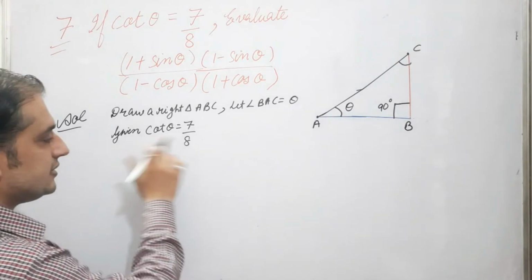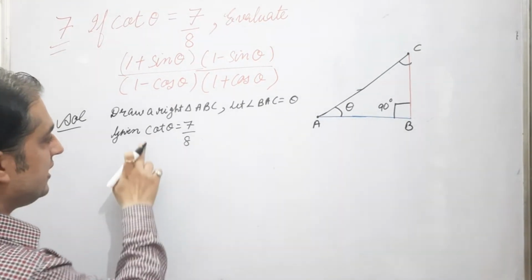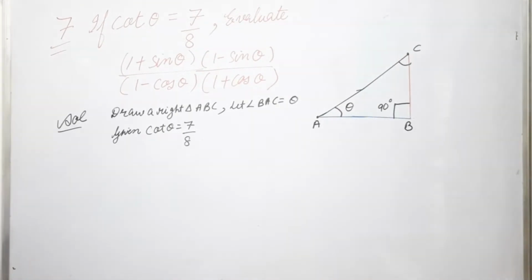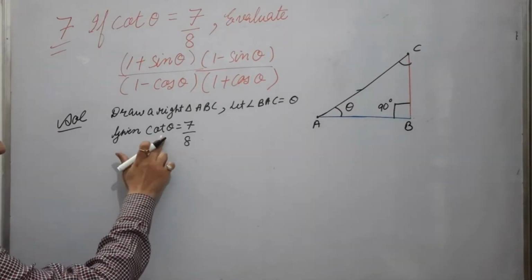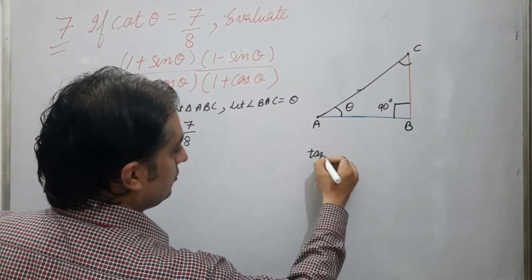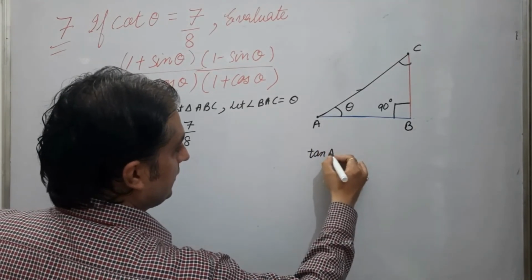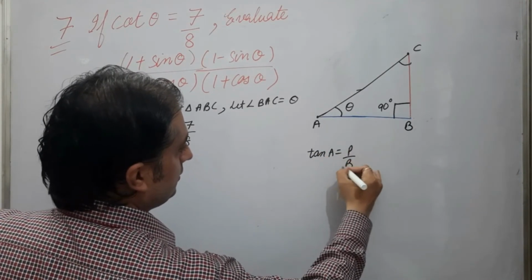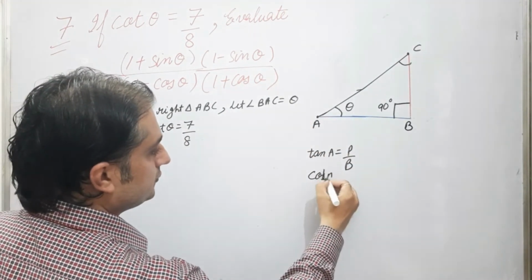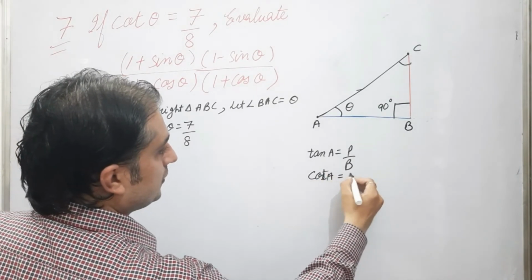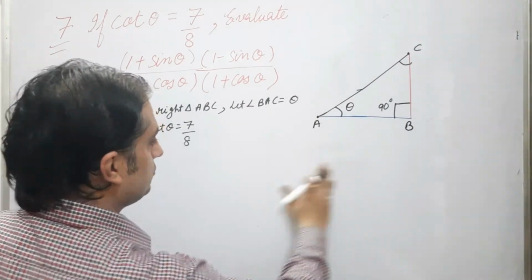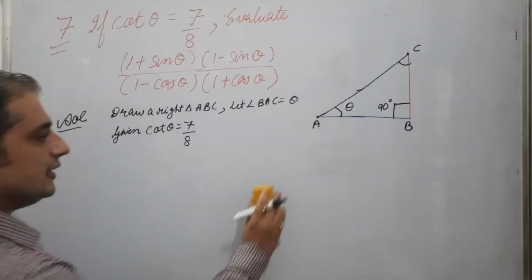So tangent and cotangent are in reciprocal relations. So cotangent is a reciprocal of tangent, and tangent is perpendicular upon base. If tangent of the angle is P upon B, then cotangent is B upon P. So these are in reciprocal relations, right?